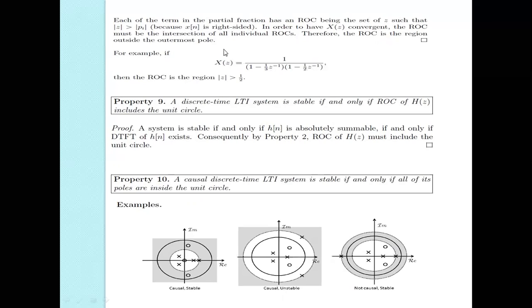For example, if it is a function, we have not understood this one, the ROC is z greater than 1 by 2, because of the two poles, 1 by 3 and 1 by 2. See the causal and stable, the causal and unstable, and the non-causal. I already explained this one, it's the 10th property. And each term in the partial fraction has an ROC being a set of z such that z is greater than p_i. Why p_i? It means the 1 by 2 only.